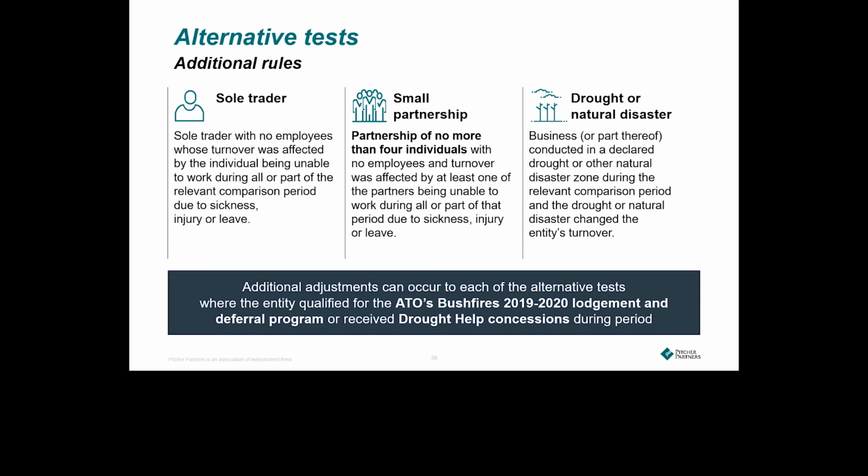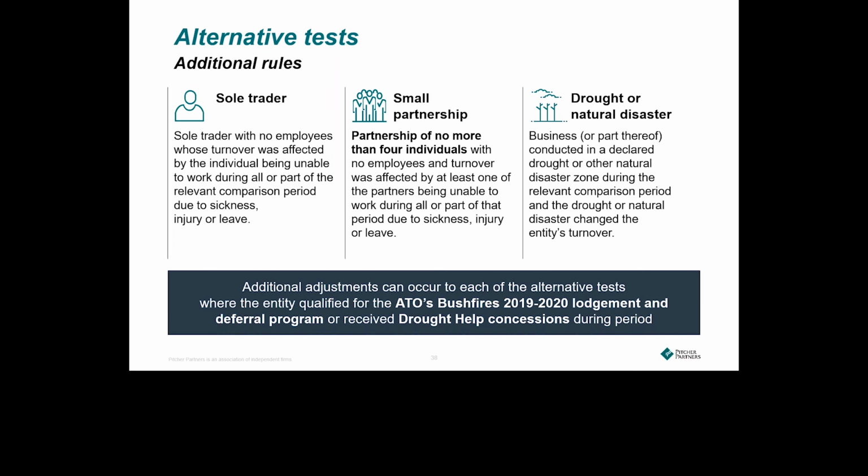Also, there are rules where the business is conducted in a drought or natural disaster zone, where that's affected the turnover, and it allows you to use a turnover in the comparison period in a year before. So maybe instead of using the September 2019 quarter, if you're affected by this, you can use the September 2018 quarter as a more appropriate comparison.